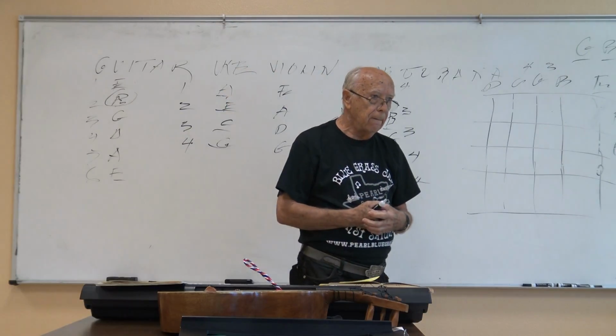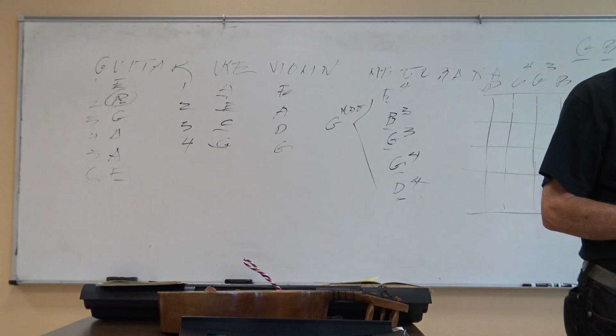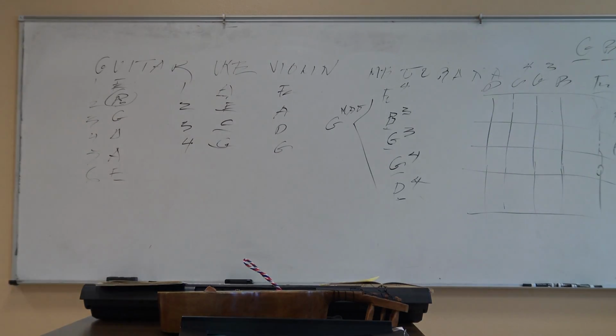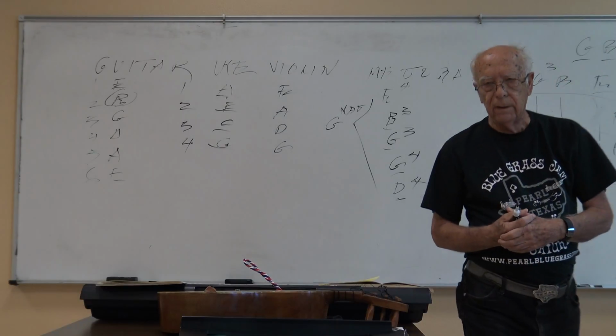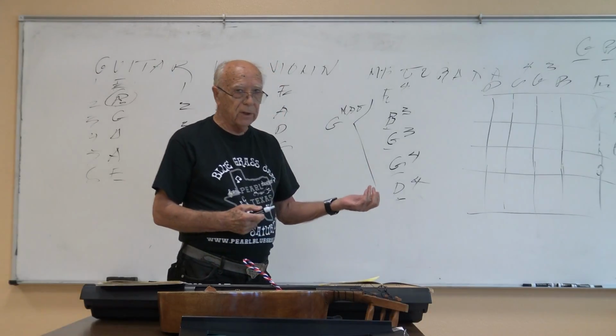So your D chord is D, F sharp or D, F? Say again? The D chord, is it a D, F sharp or D, F? D, F sharp. The D chord is D, F sharp, A. That's where your circle of fifths comes in.